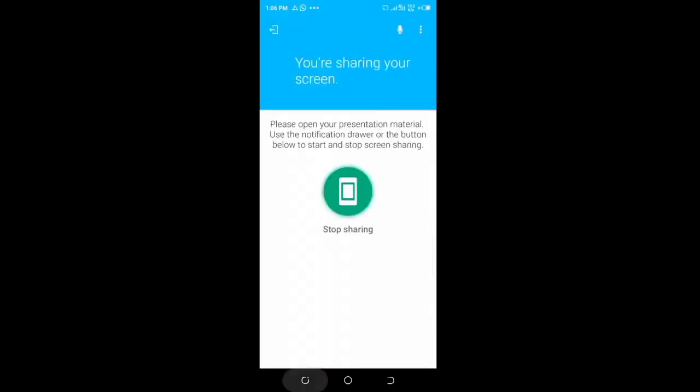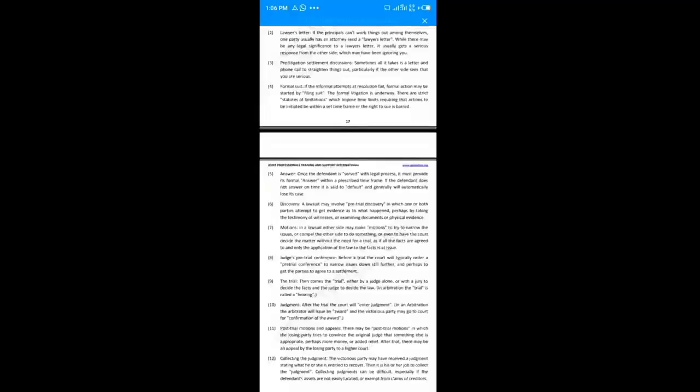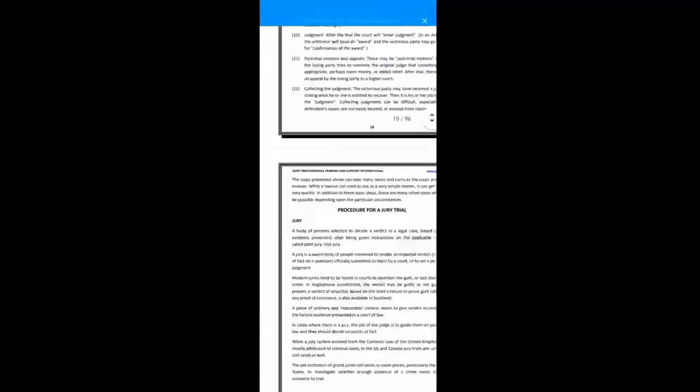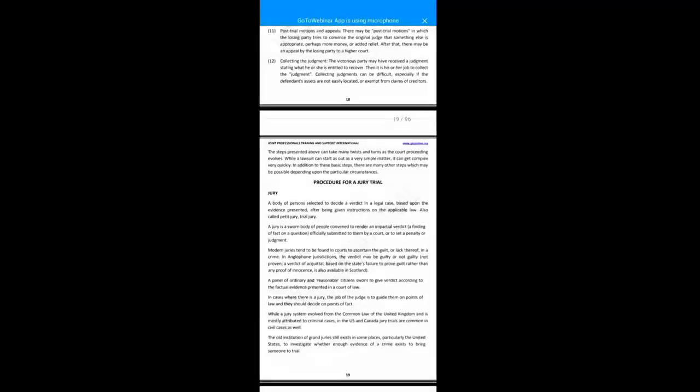Let's look at the procedure for a jury. A jury is a body of persons selected to decide a verdict in a legal case based upon the evidence presented after being given instruction on the applicable law, also called a petty jury or trial jury.